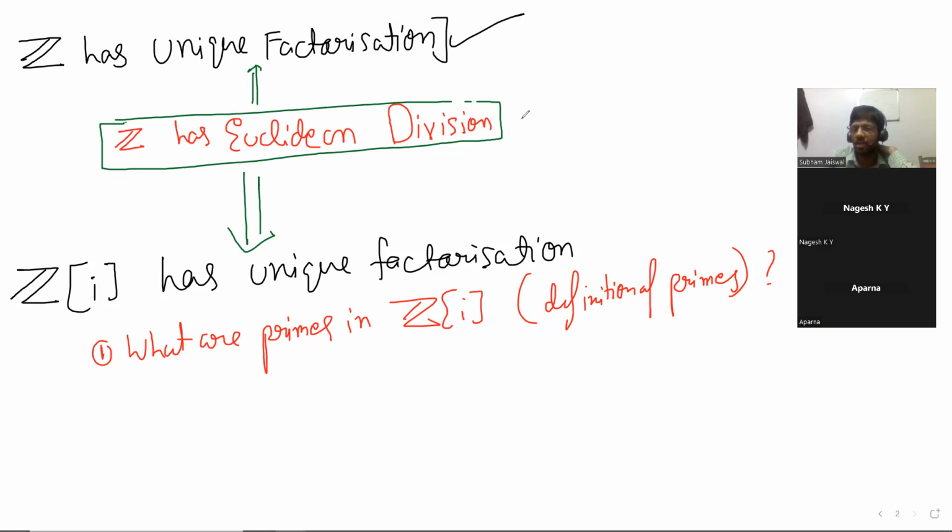So what does it mean that Z has Euclidean division? It means that given any integers m and n, you can take both in Z, there exists q and there exists r, where I'm just saying what Euclidean division is: there is a quotient such that, and there is a remainder r such that r is greater than or equal to 0, and it is less than the modulus of n.